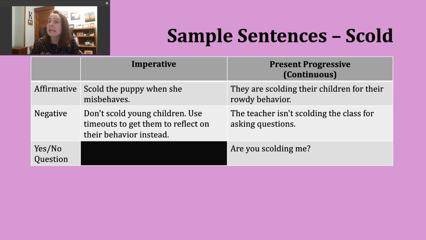If you want to make a negative sentence, what you would like to do there is start with do not and then use the base verb. You can also use the contraction don't. An example of this: don't scold young children. Use timeouts to get them to reflect on their behavior instead. So this is common parenting advice that is given. They say frequent scolding. So again, that kind of angry behavior. Why are you doing this?